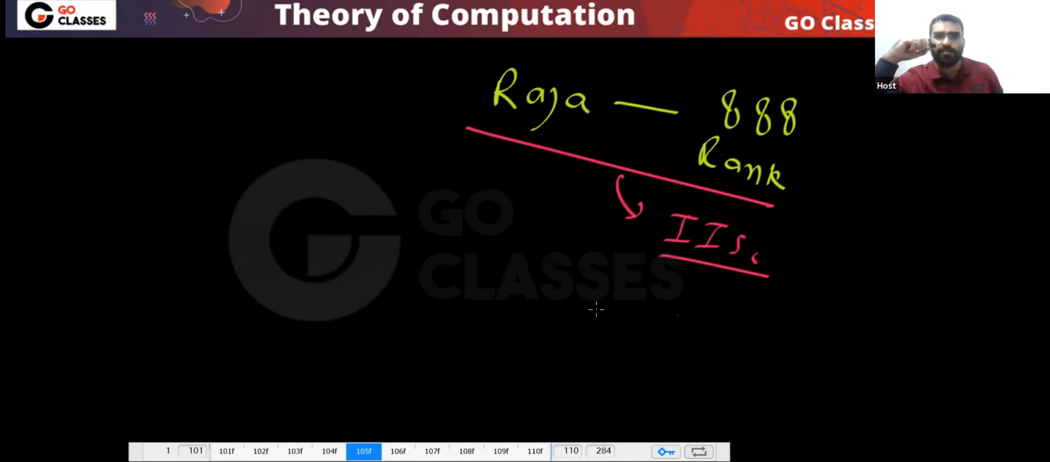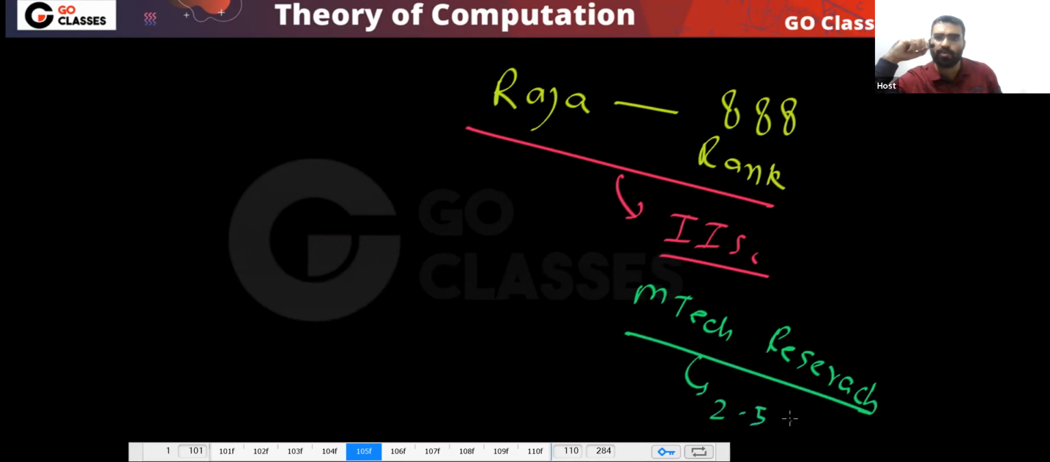The reason is simple: if you get this type of rank, for example top 1000 rank, like 700, 500, 600 or 900, then you will get a call from ISC for MTech research. It is a very nice course, research based, about 2.5 years.